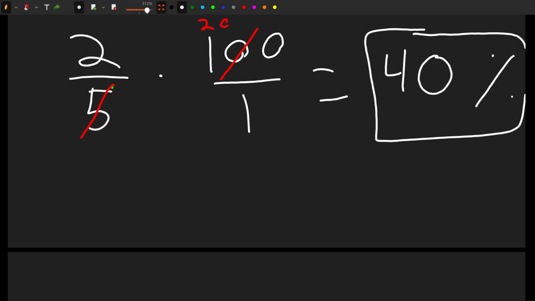And so in the next video, we'll be talking about examples of rewriting percents as decimals, fractions, and then fractions as decimals and as percents, so on and so forth. It'll be a whole bunch of rewriting.